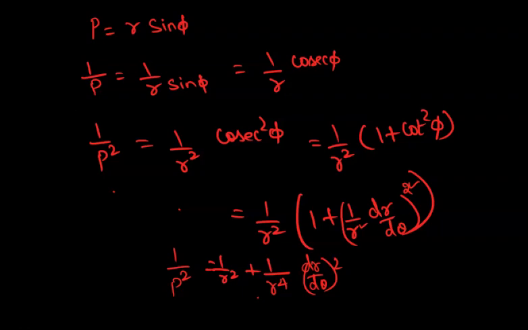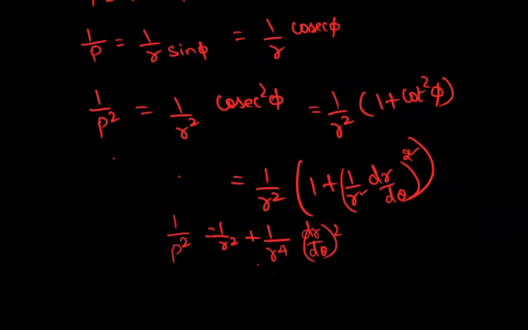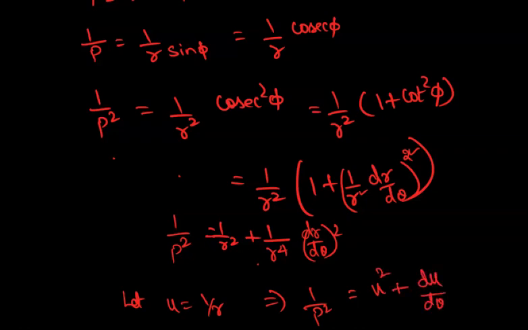And sometimes they will ask the simplified version. That is, if you put u as 1 by r, the above equation will become 1 by p square is equal to u square plus du by d theta the whole square. Because if you differentiate u with respect to theta, what you will get? The term 1 by r power 4 dr by d theta whole square, in that place you will get du by d theta the whole square. So this is a simplified version. Most probably they'll ask this only.